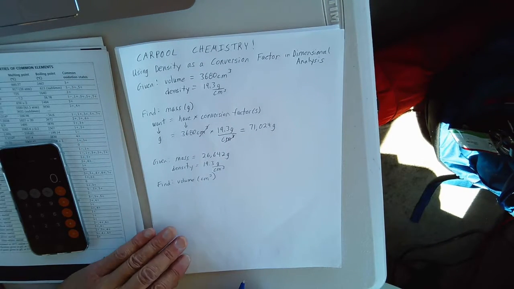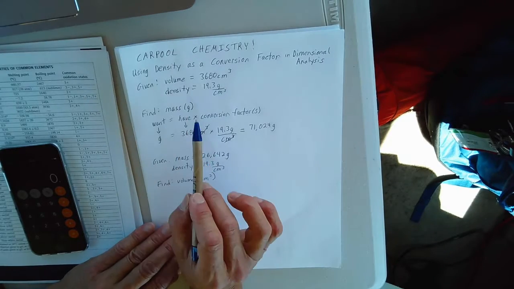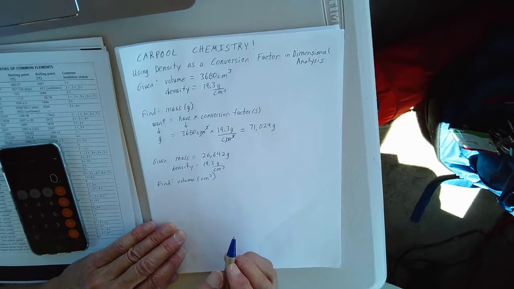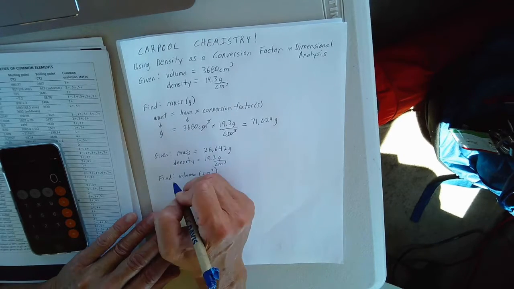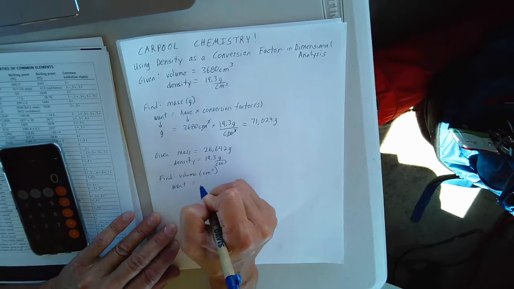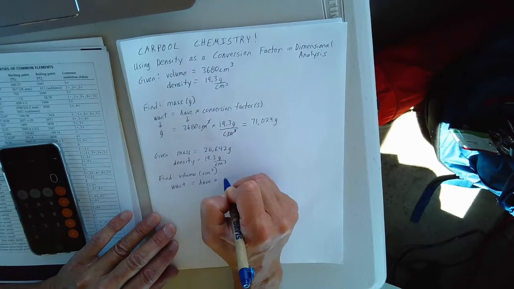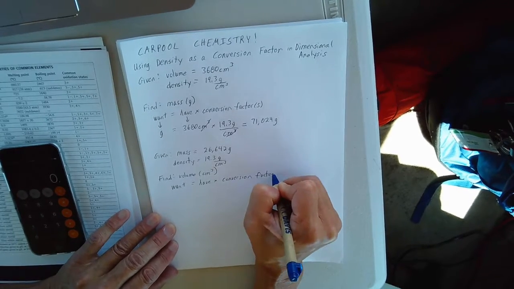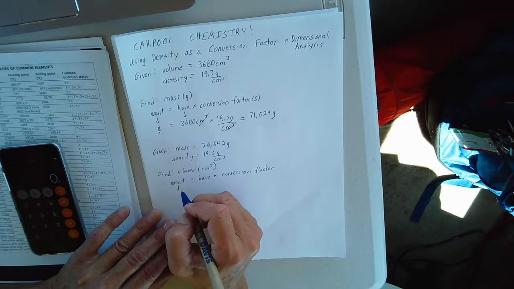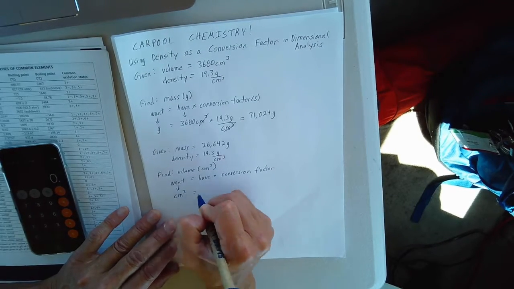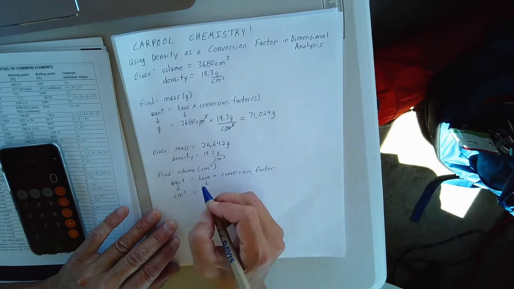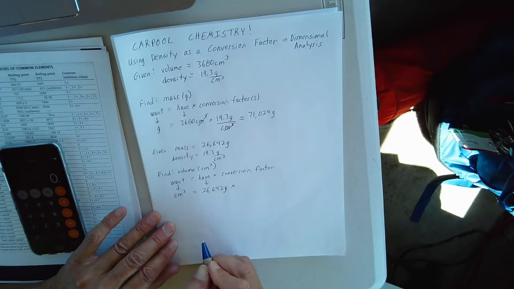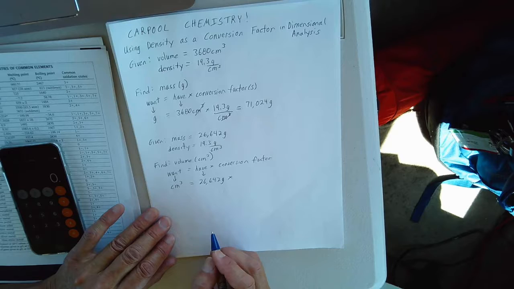Now, what happens if instead of giving you the volume and asking you to find the mass, they do the opposite and you're given the mass and they ask you to find the volume? Similar type thing. What we want is equal to what we have times our conversion factors. Underneath want, we want the centimeters cubed, or the volume. Underneath have, we have 26,642 grams.